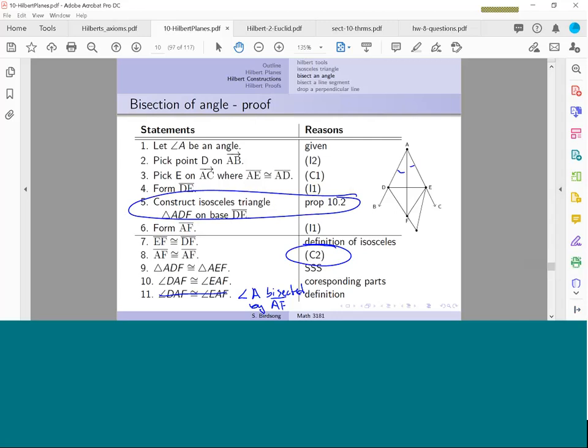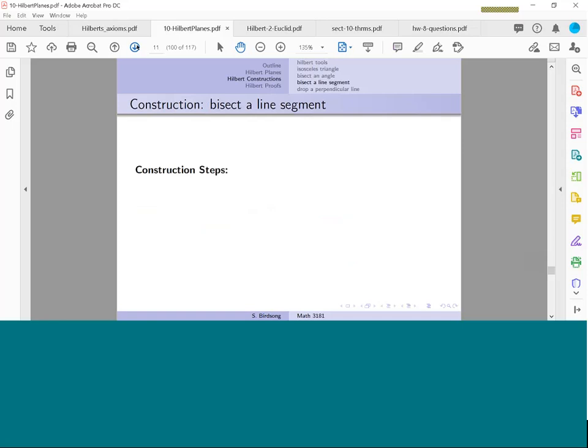So let's look at one last example before we're done. I think we have time to finish the example of bisecting a line segment. I'm not going to go over the proof. I'm just going to go over the construction on how to do it. So for this one, if you are given some line segment AB, what to do? Well, if you wanted to bisect a line segment back in classical geometry, what did we do?